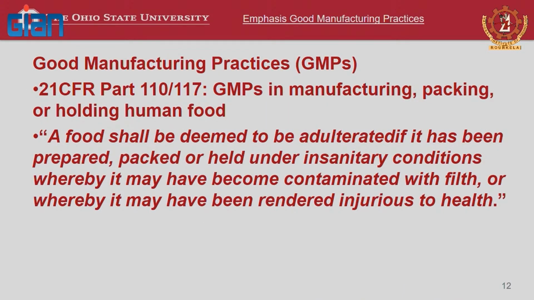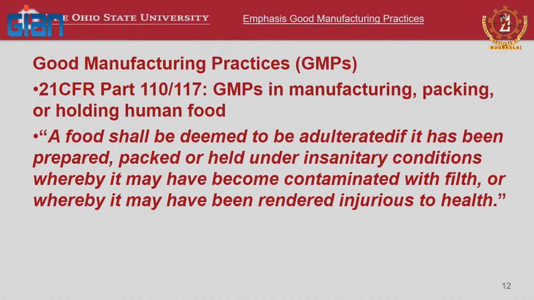One of the useful things food processors find useful is called good manufacturing practices, GMP. GMP basically defines food as the following: a food shall be deemed to be adulterated if it has been prepared, packed, or held under insanitary conditions whereby it may have become contaminated with filth, and it may be injurious to health.